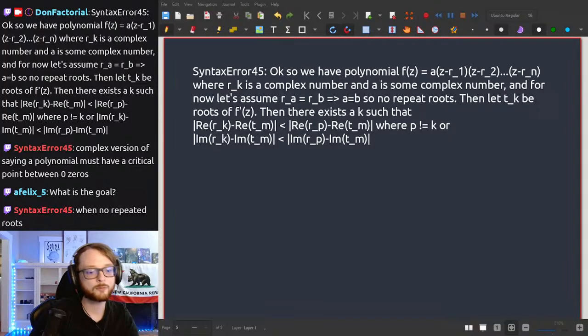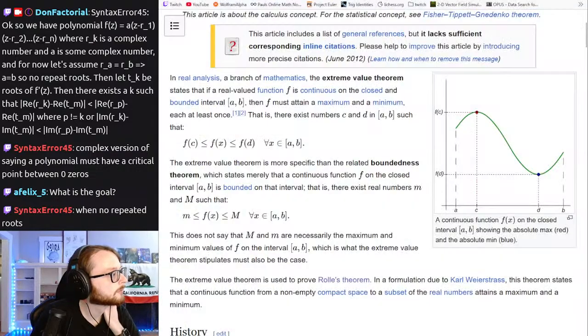Is that extreme value theorem? I think that's extreme value theorem. Well, yeah, maybe extreme value theorem is a little more general. But I think it's more or less extreme value theorem.